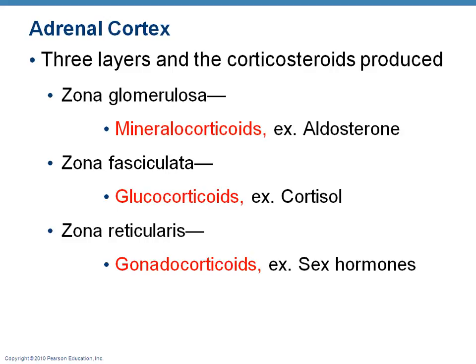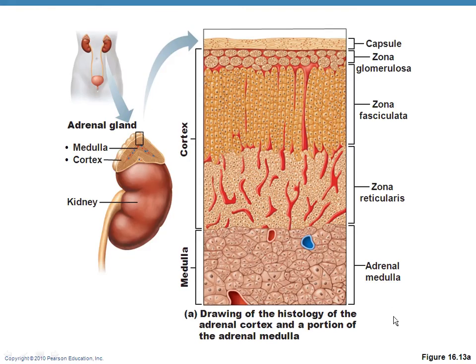And then the last zone there, you can see these are gonadocorticoids. They all end in corticoids, right? That's why they're called corticosteroids. And the gonadocorticoids are really just sex hormones. But you should know each layer, and you should know which corticoids it produces, and be able to give an example of each kind. So let's break these down. Look at the picture again, and then I'll break each one down.